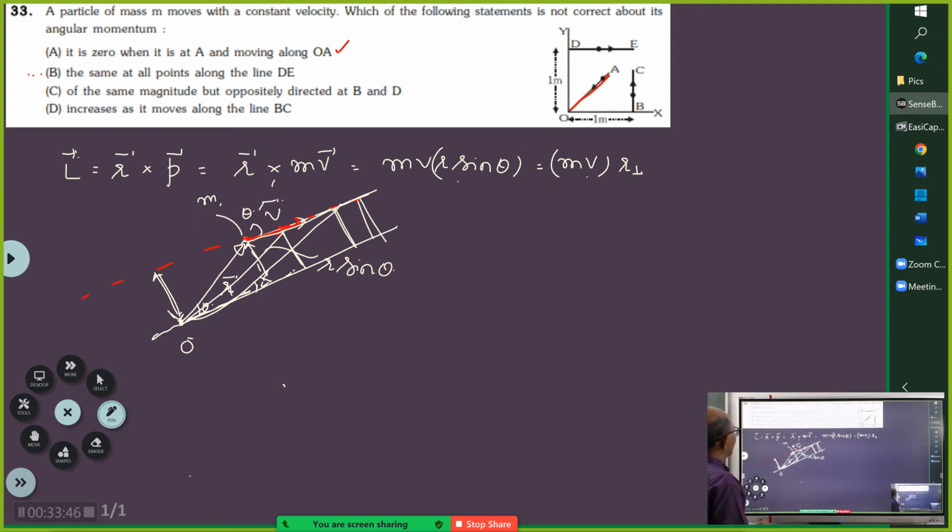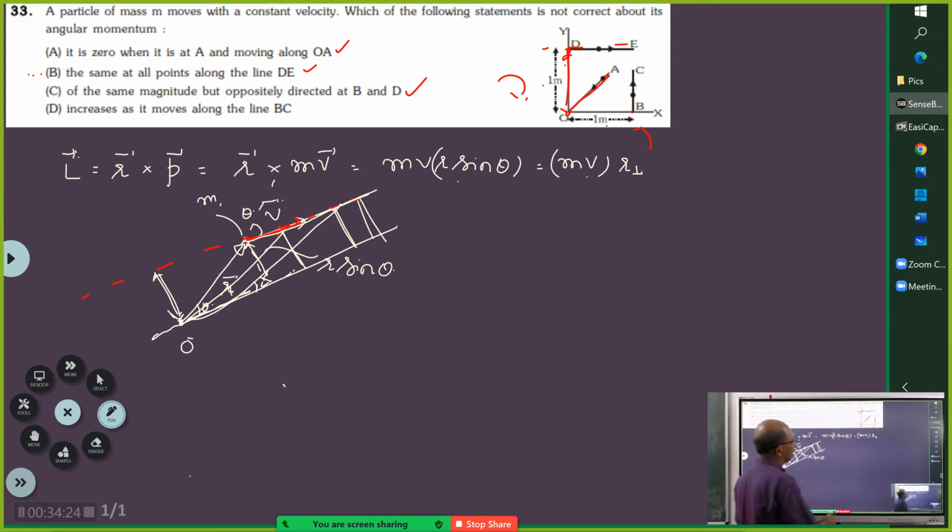At the same time, it is the same at all the points on D, correct? Because this perpendicular distance is always the same. So this is also right. Then, of the same magnitude but opposite directed from B and D. If you are looking at O, this is 1 meter, this is also 1 meter. The angular momentum here has the same magnitude because M is 1 meter, but here it is in one direction, here it is in the opposite direction. So this is also the right option.